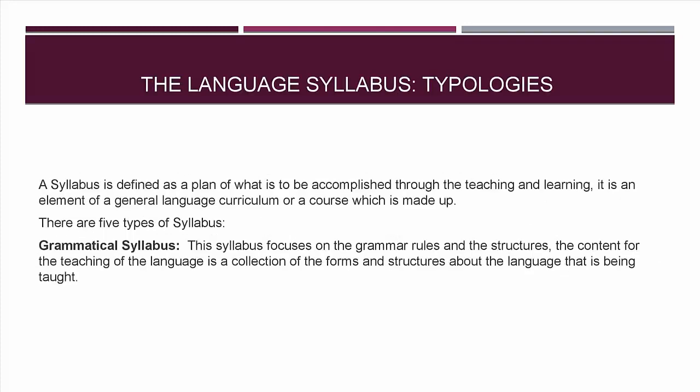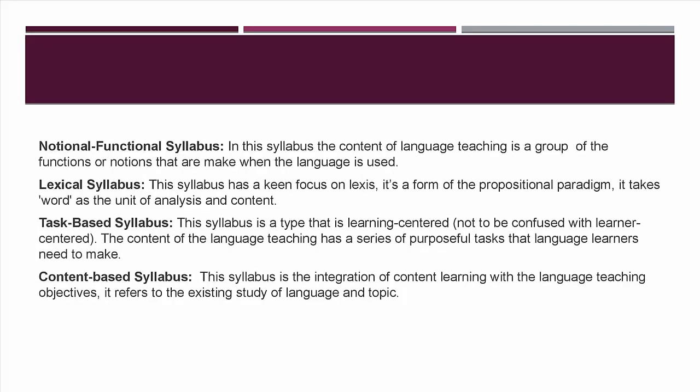The language syllabus typologies. A syllabus is defined as a plan of what is to be completed through teaching and learning. It is an element of the general language curriculum or a course which is made up. There are 5 types of syllabus. Grammatical syllabus. The syllabus focuses on grammar, rules, and structures. The content of the teaching of the language is a collection of the forms and structures of the language that is being taught. Notional functional syllabus.